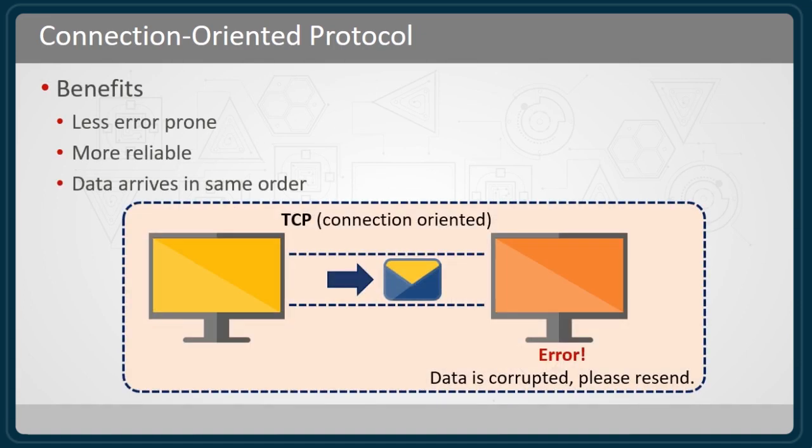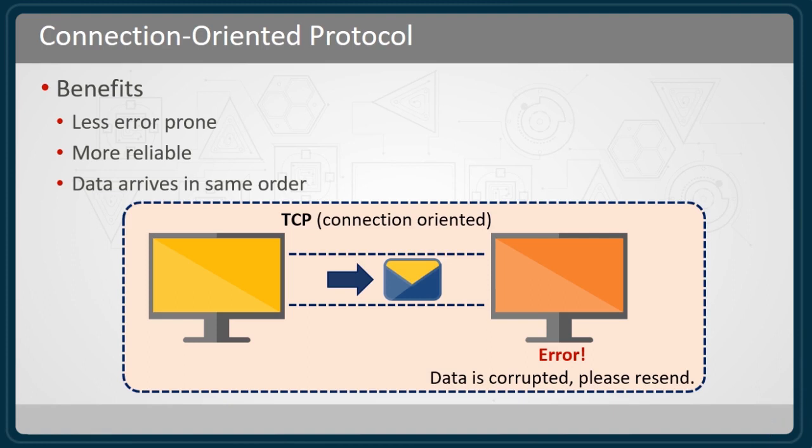In terms of the benefits for a connection-oriented protocol, it is less error-prone, it's more reliable, and data arrives in the same order. Now, with respect to that order, it is not 100% guaranteed that everything will actually arrive on the network interface in the correct order, but it is ultimately reassembled in the correct order. As far as the application is concerned, it doesn't care if one packet arrived ahead of another in the wrong order. As long as they are ultimately assembled correctly, that's the main thing.